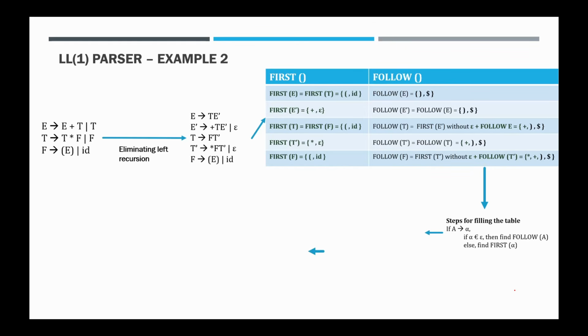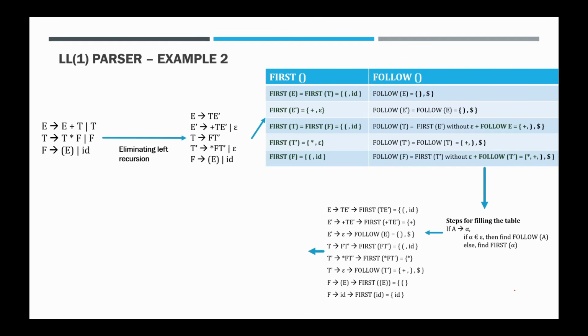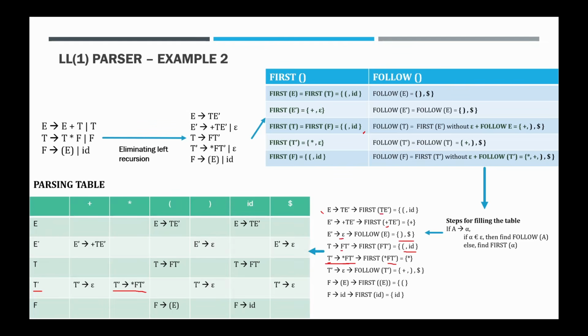Now, after finding the first and follow, what is the next step? We need to start filling the table. So the steps: for A tends to alpha, if alpha is epsilon, find the follow of A. If not, find the first of that production. So here the first production is E tends to T E dash. What is first of T E dash? It is open parenthesis and ID. Yes, we have included E tends to T E dash in open parenthesis and ID.